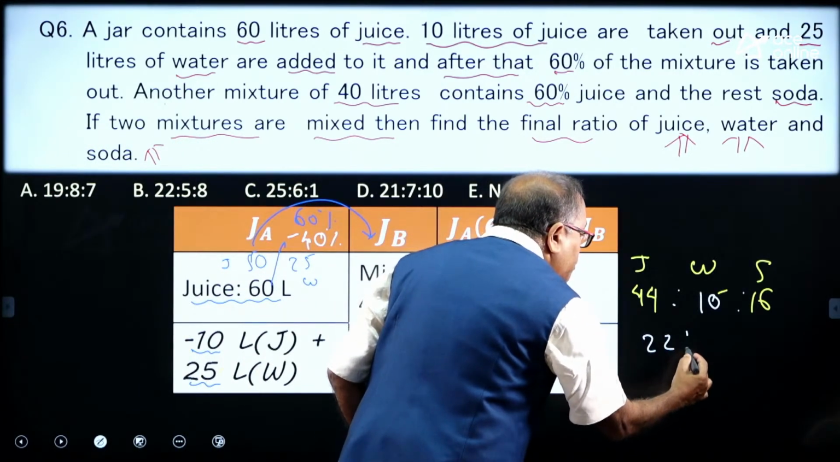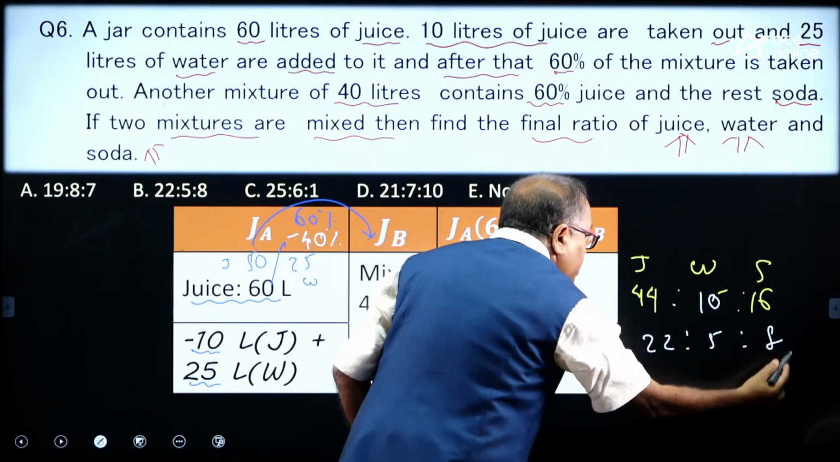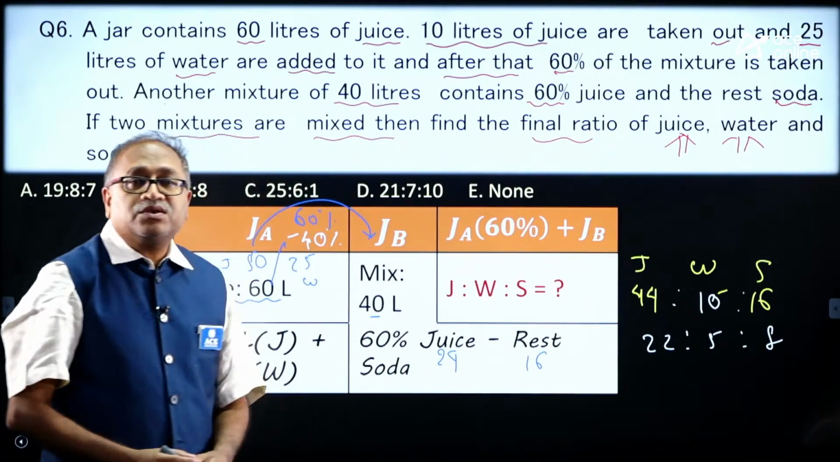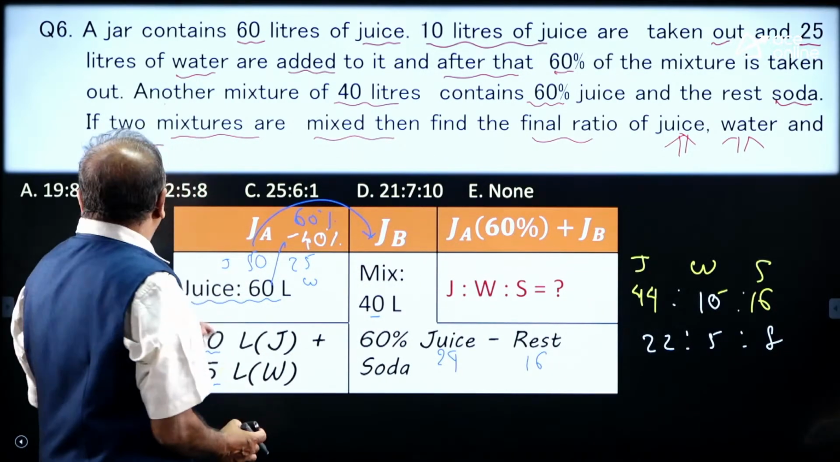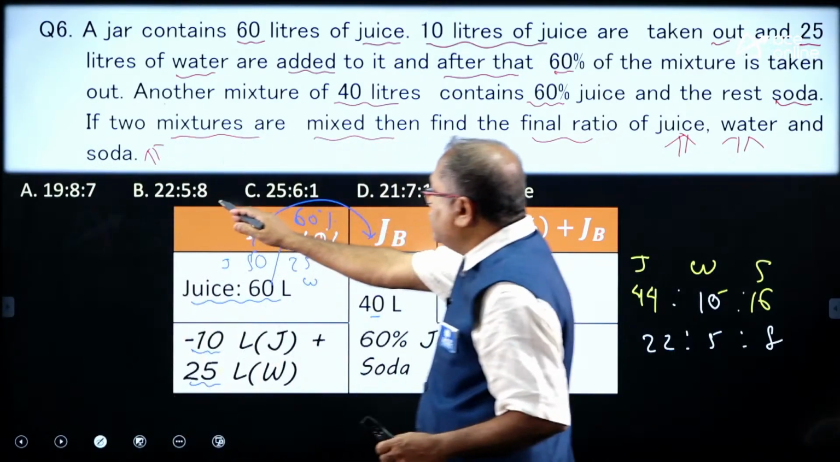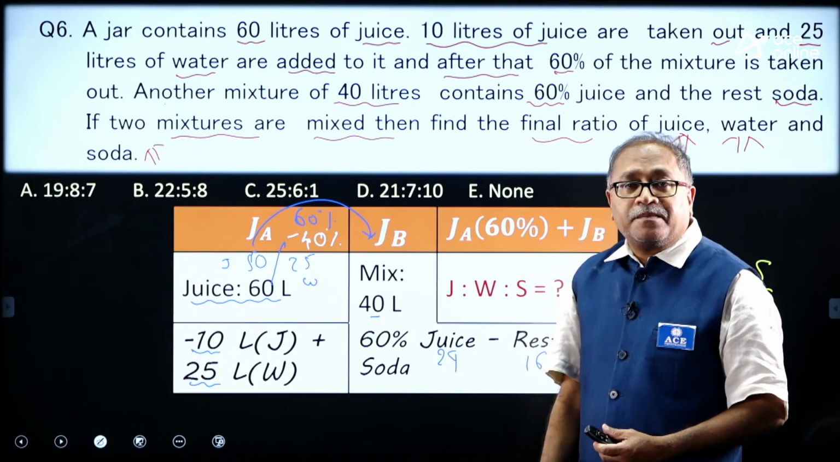Then this is 22 is to 5 is to 8. Do we have any option? 22 is to 5 is to 8. Look at this one, 22 is to 5 is to 8. Option choice B.